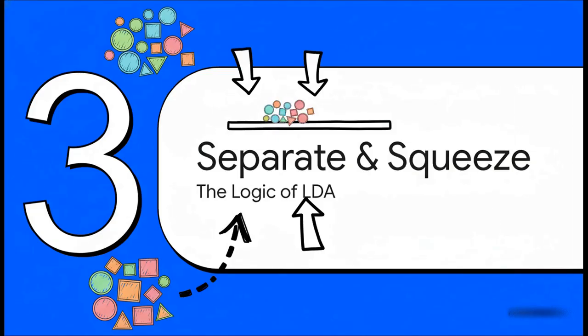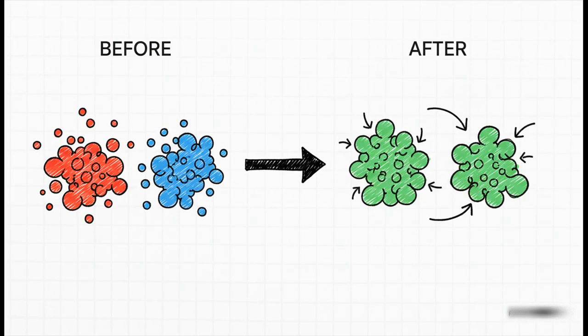So how does LDA actually pull off this magic trick? Well, its core logic is actually super intuitive. It's all about separating groups and squeezing clusters. LDA's whole mission is this brilliant two-part balancing act. First, you want to maximize the separation between the groups, so push their centers as far apart as possible. And at the exact same time, you want to minimize the spread within each group. Squeeze those data points inside each category as tightly together as you can. See? Separate the groups, squeeze the clusters.